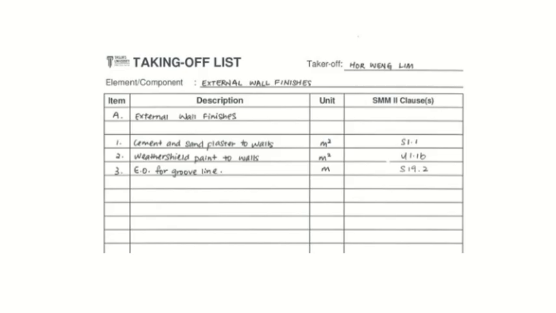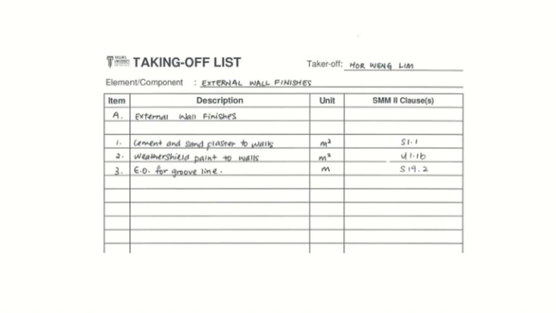NRM2 is not SMM2. Okay, so they are following some other standard, and these are the codes from their standard. But you can see they are mentioned here, and on top of the sheet they have mentioned which element they are doing it for. So this is all for external walls.